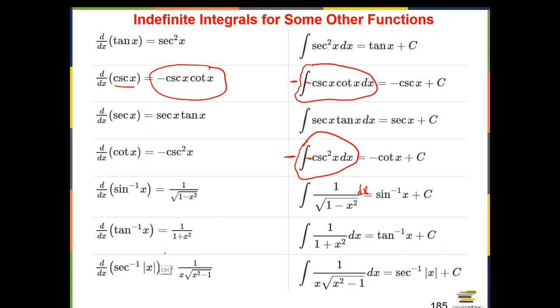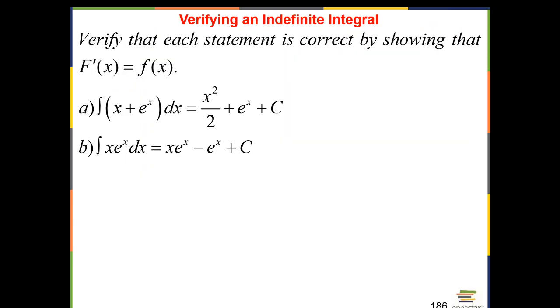And it's the same thing for secant inverse. So the antiderivative of 1 over x times square root of x squared minus 1 dx is secant inverse absolute value of x plus c. Okay. So again, we're going to talk much more about this in chapter 5, but that's antiderivative.